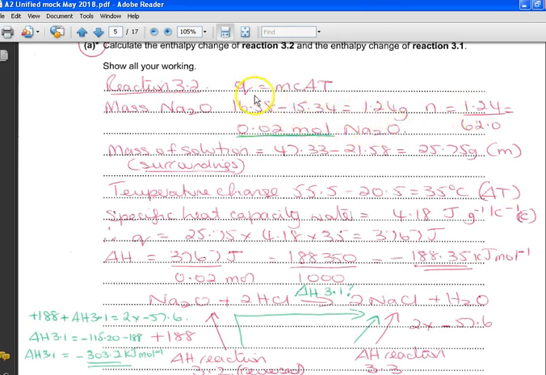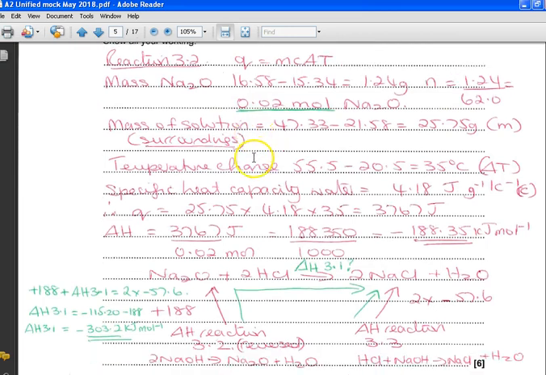We're not going to use it while we use Q equals MC delta T, but we will need the number of moles when we do delta H, so you might as well calculate them now. That's pretty straightforward, number of moles. Then you work out the mass of your solution.